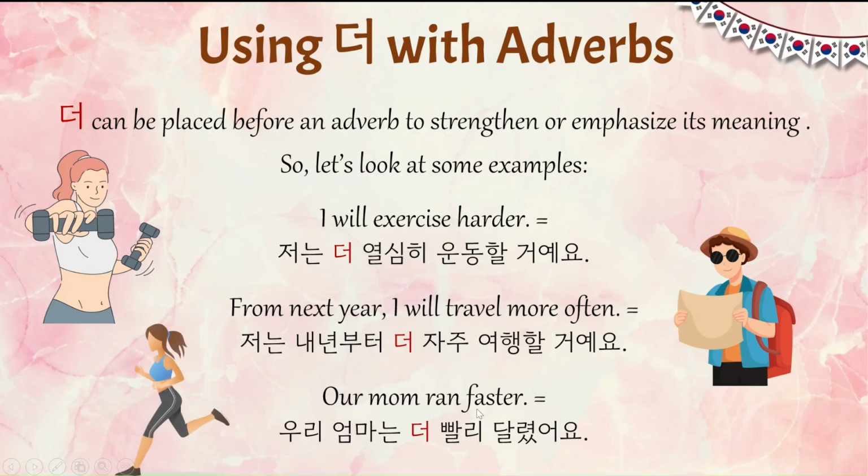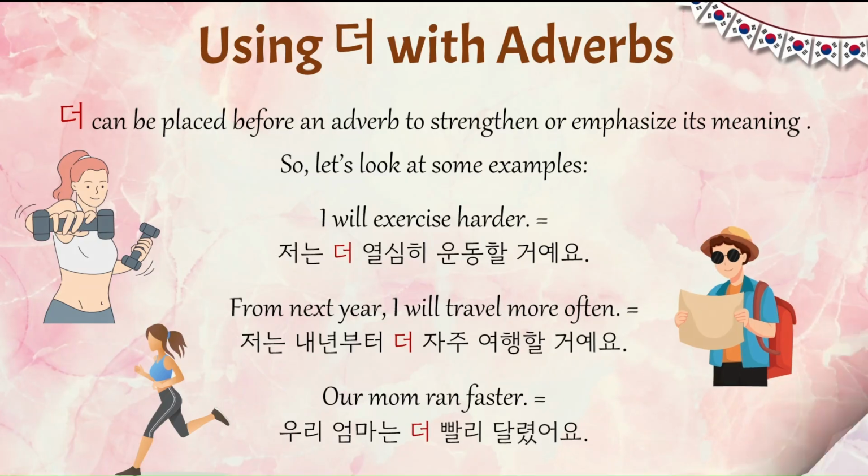Our mom ran faster. 우리 엄마는 더 빨리 달렸어요. 우리 means our. Mom is 엄마. To run, 달리다, past tense 달렸어요. Ran fast, 빨리 달렸어요. Ran faster, 더 빨리 달렸어요. Okay? This is how it works. This is how you use 더 with other adverbs.